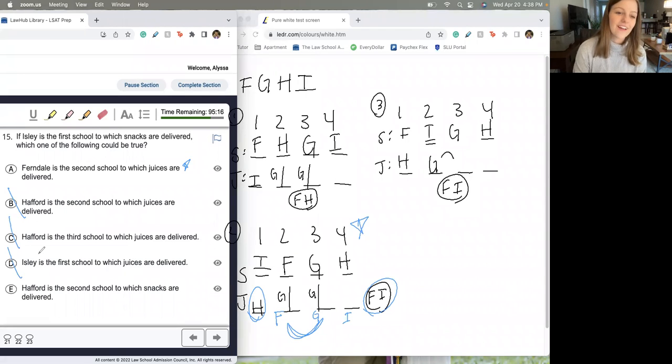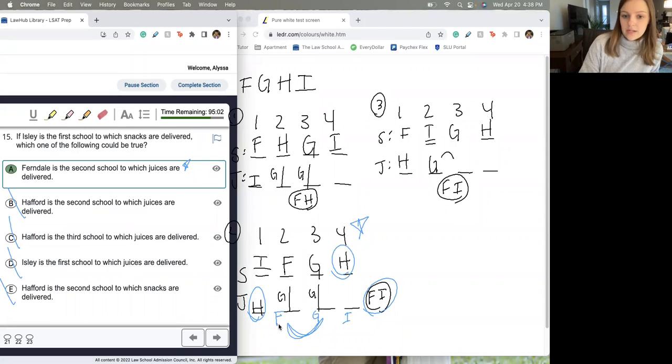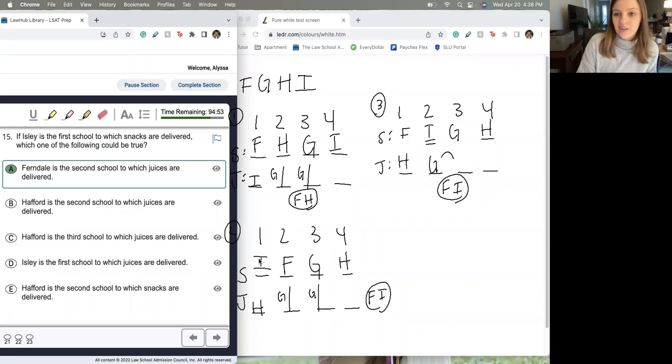H is the second school to which snacks are delivered. Nope, doesn't have to be true, or cannot be true. It actually has to be fourth in that snack line. So our prediction was fairly correct. It did talk about the F in that second row. So that at least will get your mind thinking about what could be true. It's always going to usually refer to our floaters or a variable that's flipping back and forth.